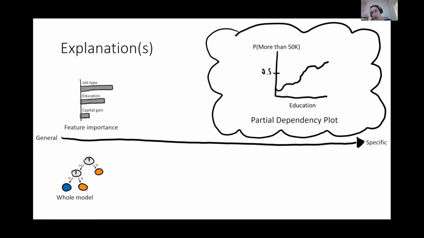Another kind of explanation is what's called a partial dependency plot. And here it's a little more specific.